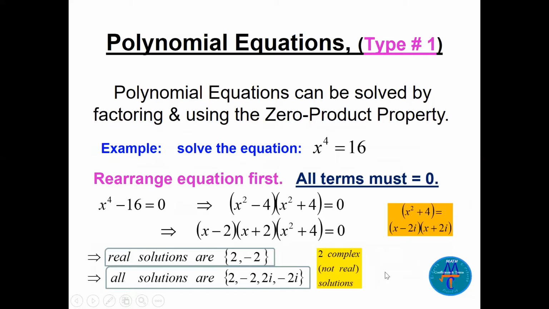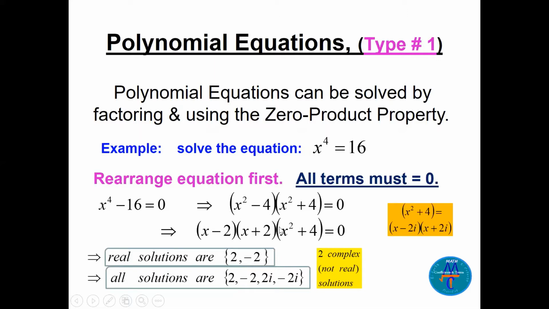Let's start. Type number 1, polynomial equations. When we need to solve these equations, we have to rearrange the equation first. It is a must. Put all the terms, must be equal to 0. And then, like this example here, x power 4 is equal to 16. Take 16 on the other side, factor it, x squared minus 4, x squared plus 4. We can factor more here, x minus 2, x plus 2.